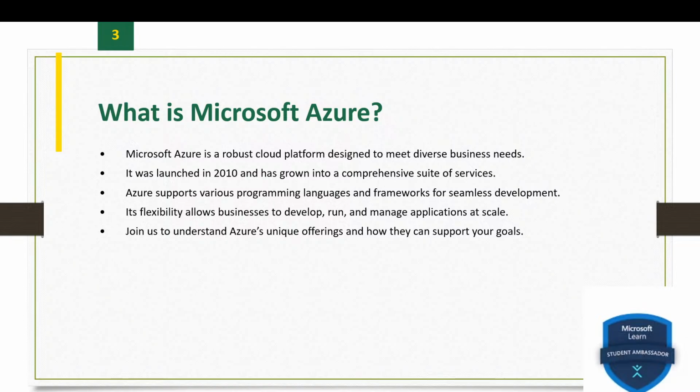And ninth one is hybrid capabilities. Azure supports hybrid cloud scenarios, allowing businesses to integrate their on-premises environments with the cloud. Azure Arc extends Azure management and services to any infrastructure, whether on-premises, multi-cloud, or at the edge.